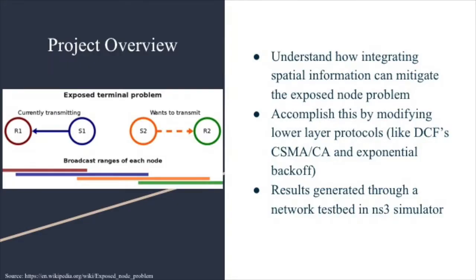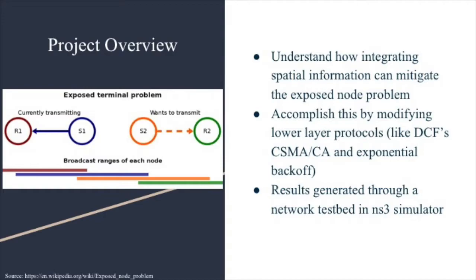To provide a quick overview of what our project entails, we want to understand how integrating spatial information can mitigate the exposed node problem. If we recall from last time, the exposed node problem, which is demonstrated in this graphic on the slide, is when two nodes, S1 and S2, wish to transmit simultaneously to R1 and R2. The problem arises because S1 and S2 are within range of each other and pick up on each other's transmissions, and so can't both transmit simultaneously for fears of collisions at their respective receivers.